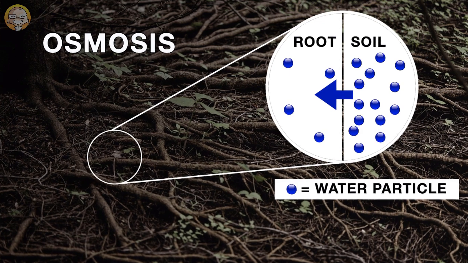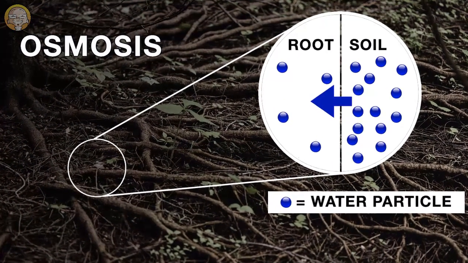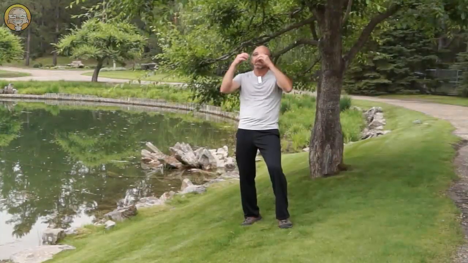So we now have water into the roots, and that water moves up through the trunk via capillary action and leaves the leaves via transpiration. Those three processes working together gets water up from the ground to the top of the tree.